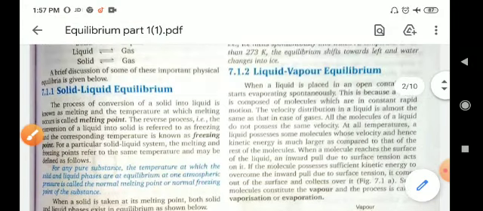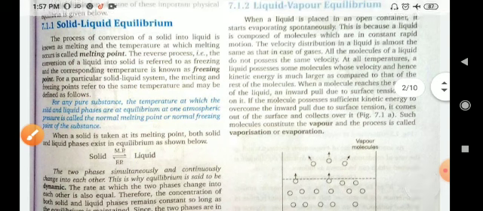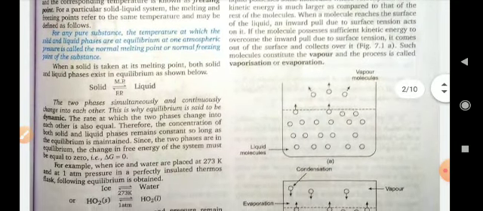Liquid-vapor equilibrium. When a liquid is placed in an open container, it starts evaporating continuously. This is because a liquid is composed of molecules which are in contact and in rapid motion. The velocity distribution in the liquid is almost the same as that in gases. So when you heat the liquid, the molecules of the liquid absorb heat, get vaporized and go into the atmosphere. In this condition, no equilibrium exists.